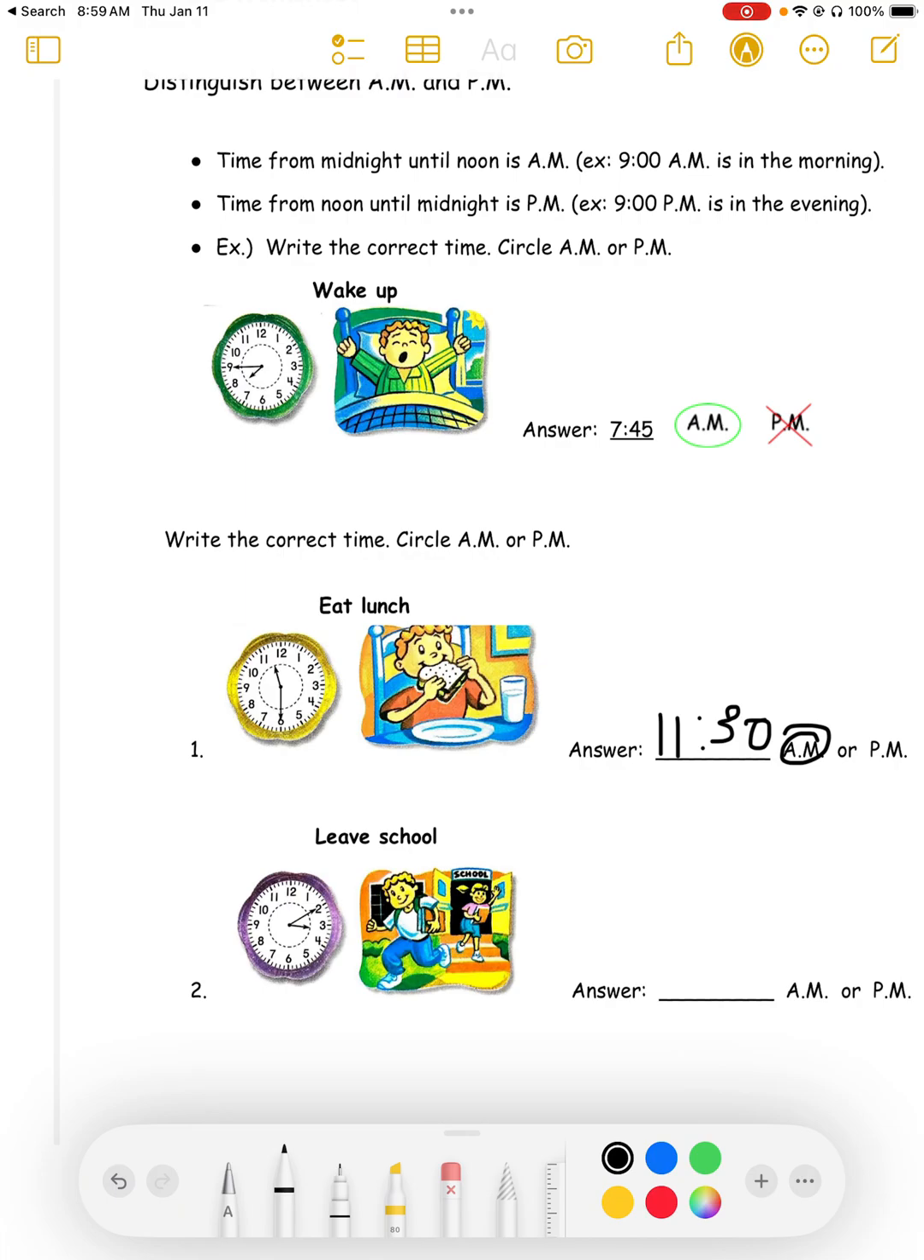Leaving school. It's pointing at the 3, so we'll write 3. Then we'll count by 5s again. 5, 10. So it'll be 3:10 PM since we don't leave school at AM.